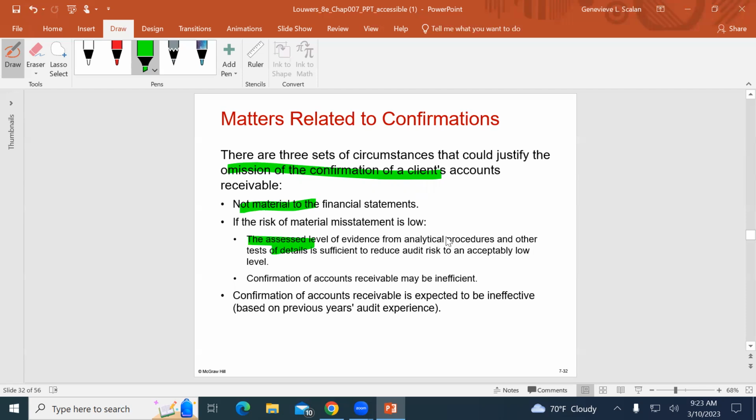You know, the assessed level of evidence shows that it's not a risk. So if it's not material, fine, we won't confirm. Or if it's not risky, it's like, well, every single client has been vetted. They've paid for years and there's just no risk. I know for a fact these are good, so we're not going to send confirmations. Or it's like not worth it.